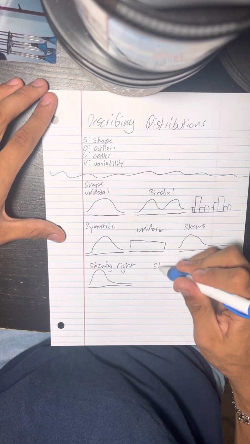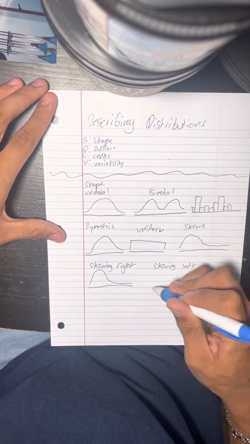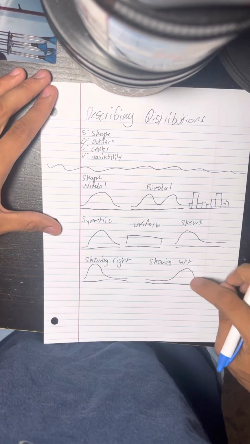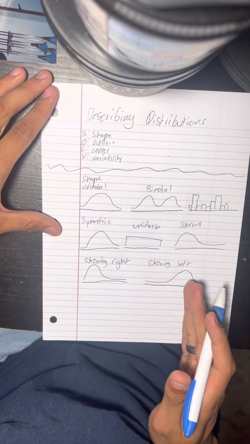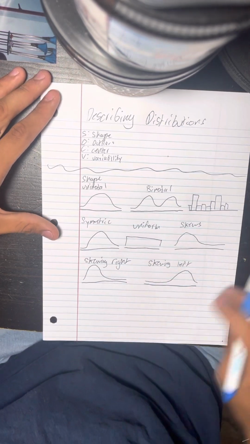And then skewing left will look like this. You'll see that the values will be majority concentrated on the right, and then they'll skew off to the left.